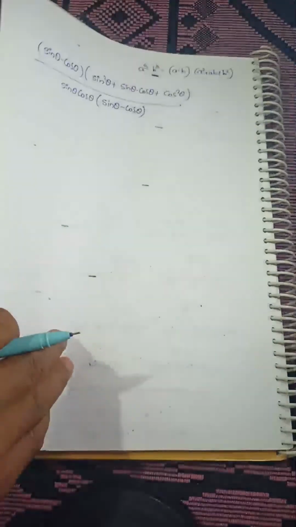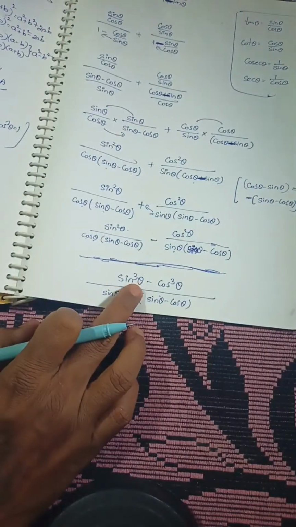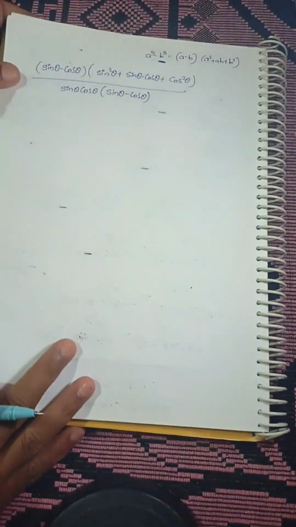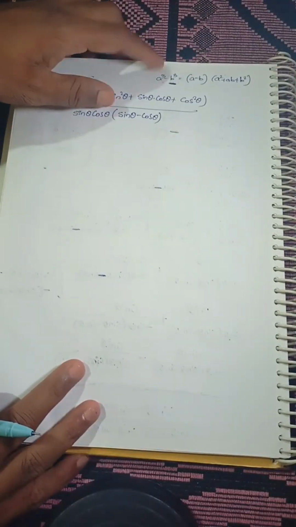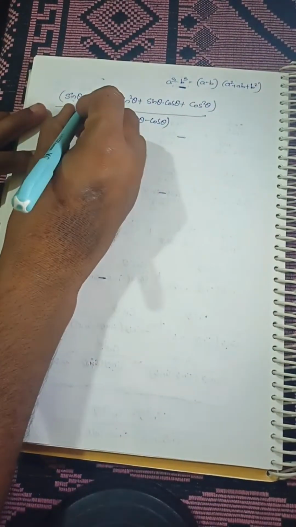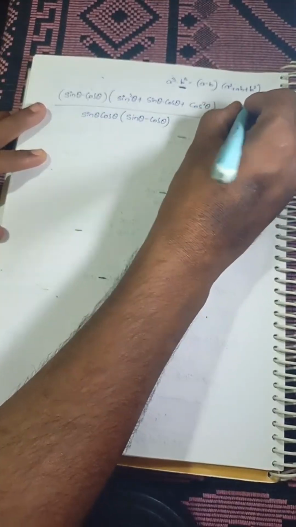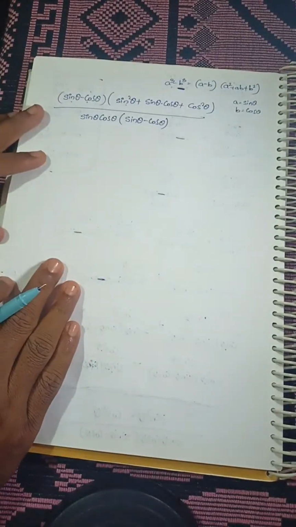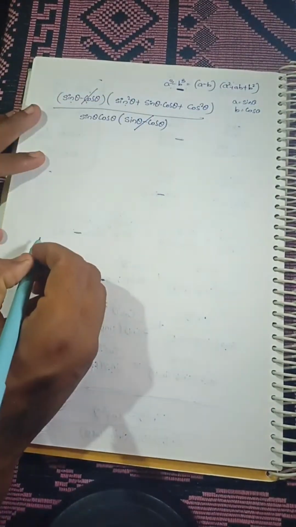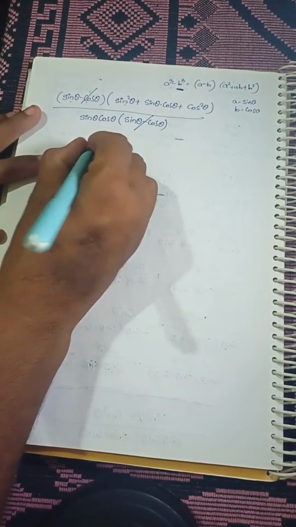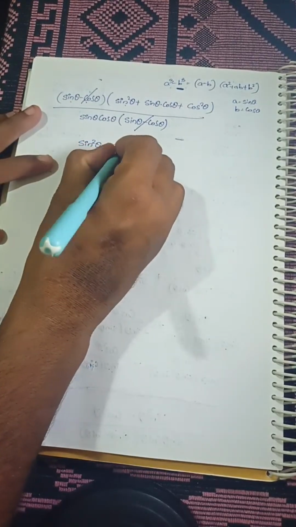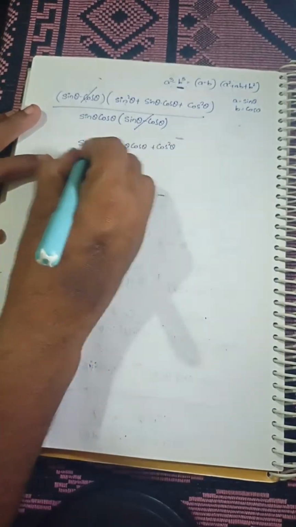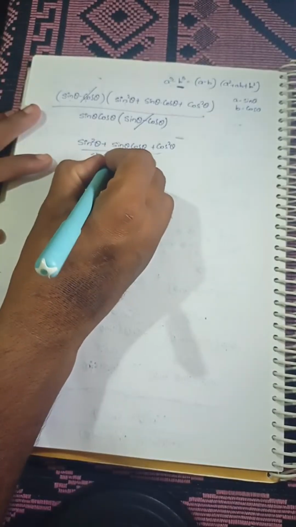As we wrote this, we are expanding in the form of a cube minus b cube, that is a minus b into a square plus ab plus b square. Here a value is sin theta, b value is cos theta. Now see, sin theta minus cos theta, sin theta minus cos theta will get cancelled. Remaining is sin square theta plus sin theta into cos theta plus cos square theta by sin theta into cos theta.